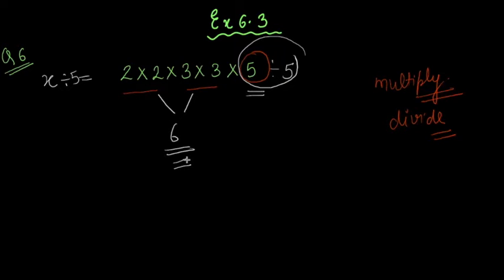Okay, let's understand it with the help of questions given in your textbook. Question number 6 part 1. It says 252. First part is 252. So we will start doing the prime factorization.